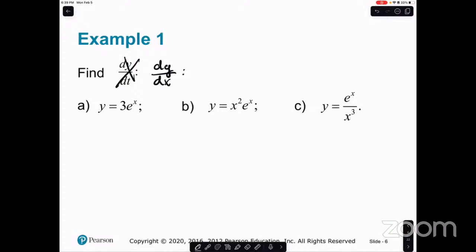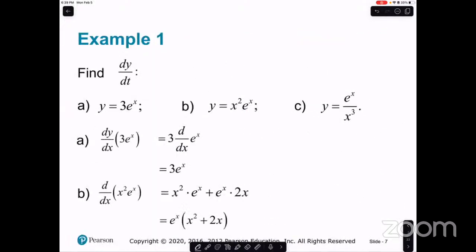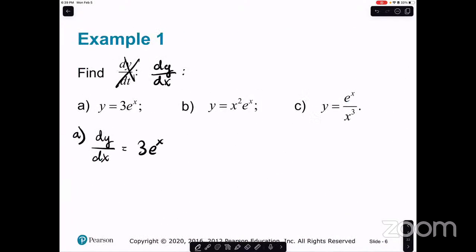And for part A, dy by dx. The derivative of e to the x is itself. So then it's just going to be 3e to the x.